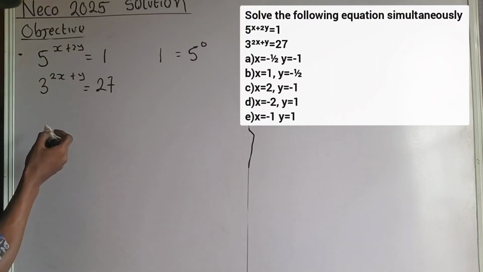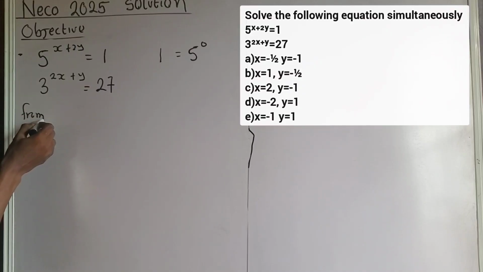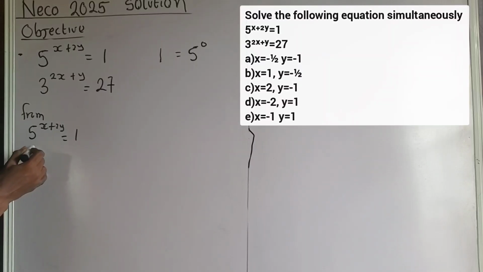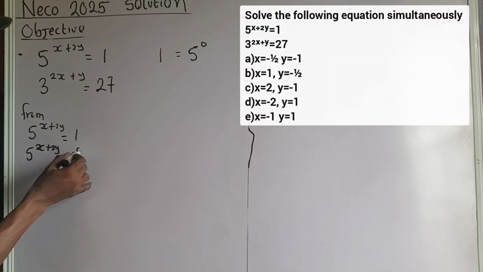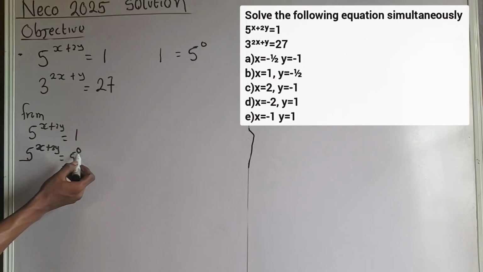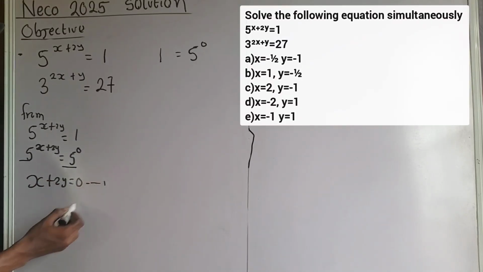So from the first equation, 5 raised to the power of (x plus 2y) equals 1, I'm going to have 5 raised to the power of (x plus 2y) equals 5 raised to the power of 0. Since the bases are equal, their powers are equal. Hence, I can equate x plus 2y equals 0. Call this one equation 1.